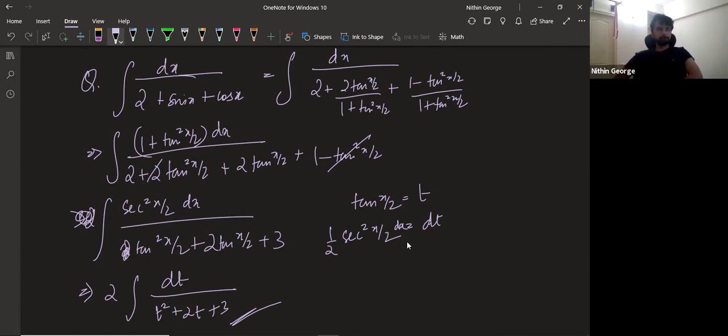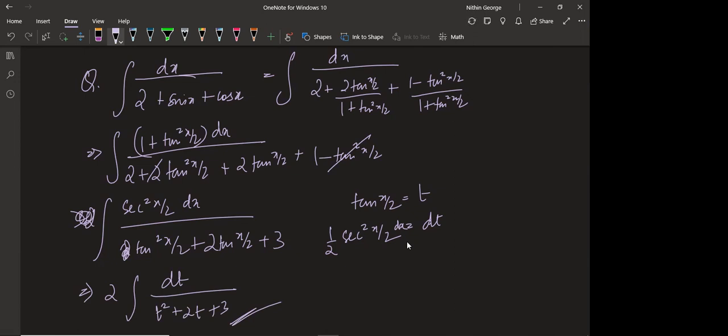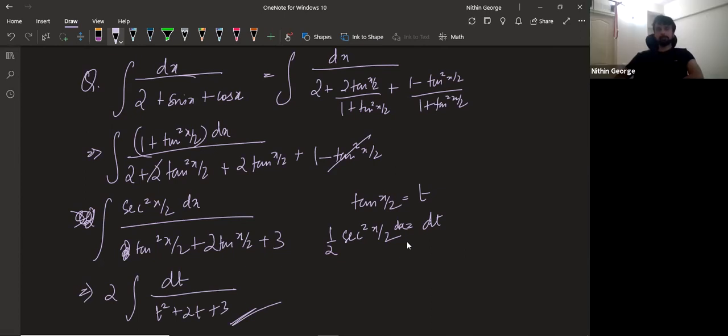Right? Yes, sir. Did you understand the technique here? When you see something like this, you have to apply this technique. I hope you understood the logic of the technique. That's all that matters finally.